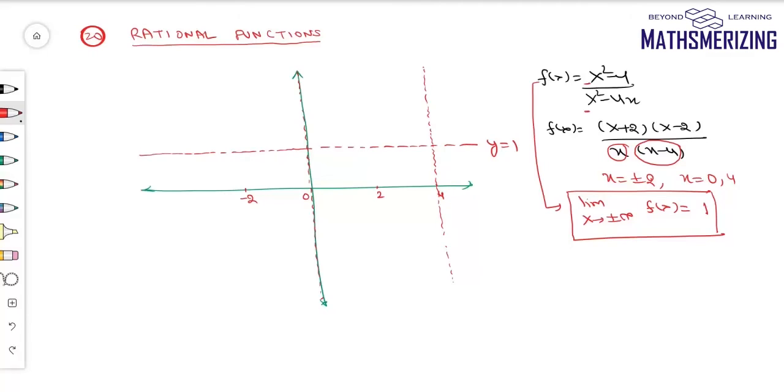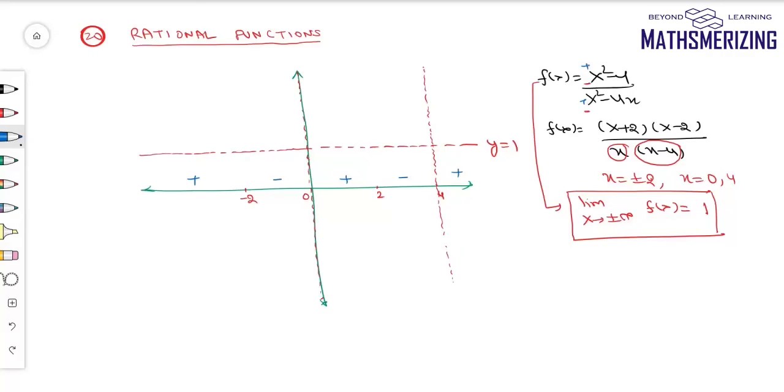Now I'll go back to inequalities. What is the sign of the rightmost interval? This is plus and plus, so the sign of the rightmost is plus. So this is plus, this is minus, plus, minus, and plus. Now I'll start drawing the graph.